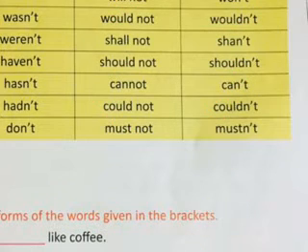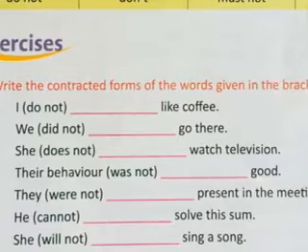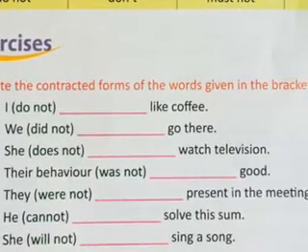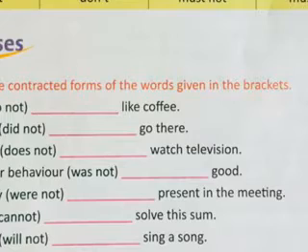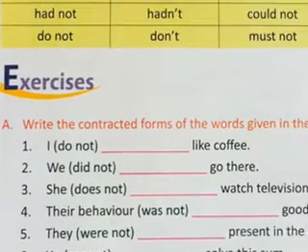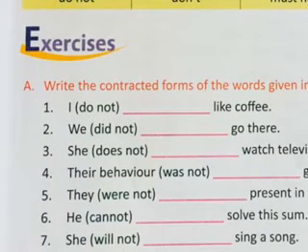Right? So my dear students, here I have completed the explanation of this chapter. Your homework is you have to complete exercise number A. What you have to do, this is a very easy exercise. Write the contracted forms of the words given in the brackets. Okay, here you can see in the bracket contracted forms are there, and you can take the help of this yellow box. Okay, and you need to write in these blanks.